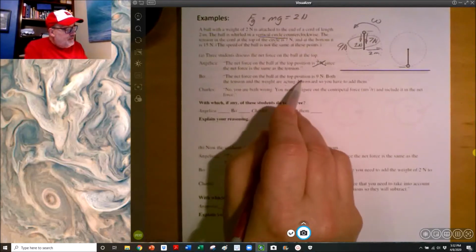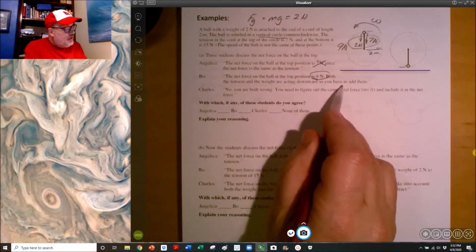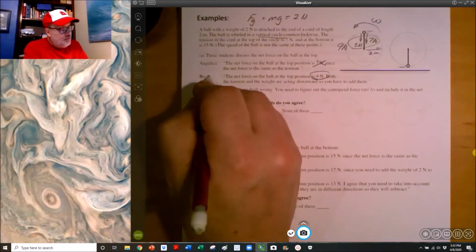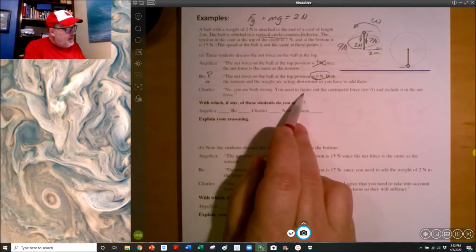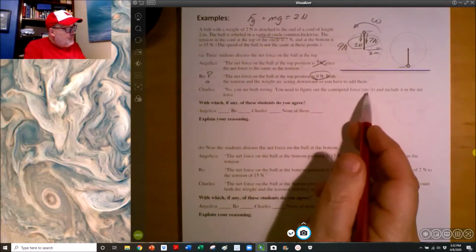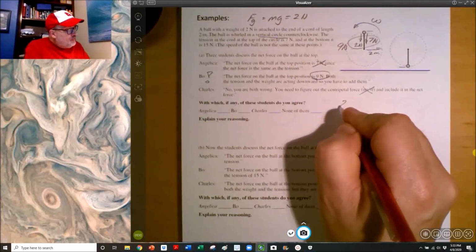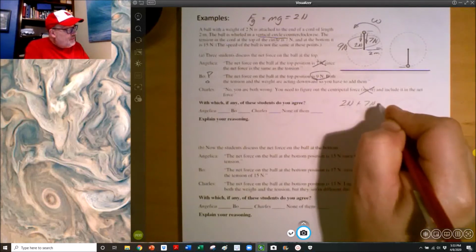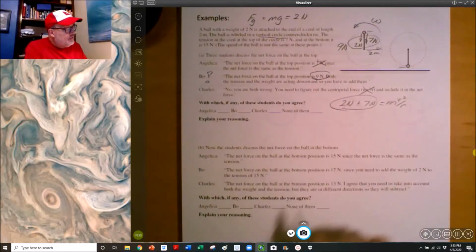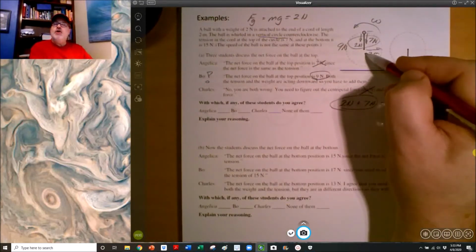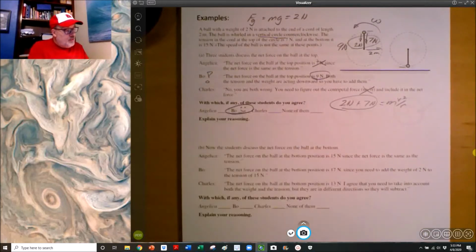Bo says the net force on the ball is 9 newtons. Both the tension and the weight are acting downward, so we have to add them. That sounds good. We like you, Bo. And Charles says, no, you're both wrong. We need to figure out what the centripetal force is. Okay, this 2 newtons down plus 7 newtons down is m v squared over r. That is our centripetal force. Those are the forces acting towards the center. So that's our centripetal force. So Bo is the winner.